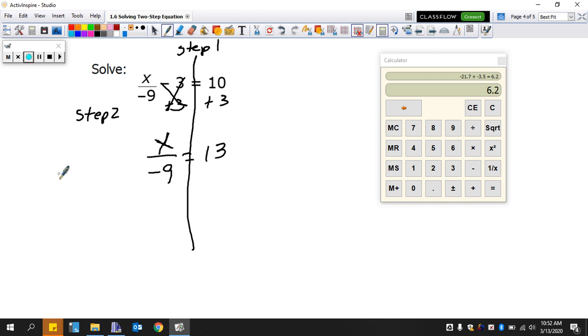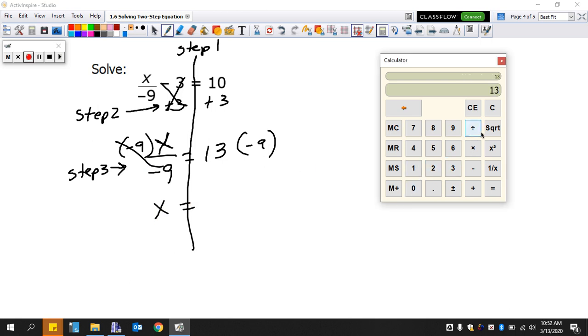Step 3. Step 2 was adding. Step 3, we're dividing here, so that means we multiply both sides by negative 9. It cancels out. X is equal to, now we use our calculator, 13 times negative 9. We end up with negative 117.